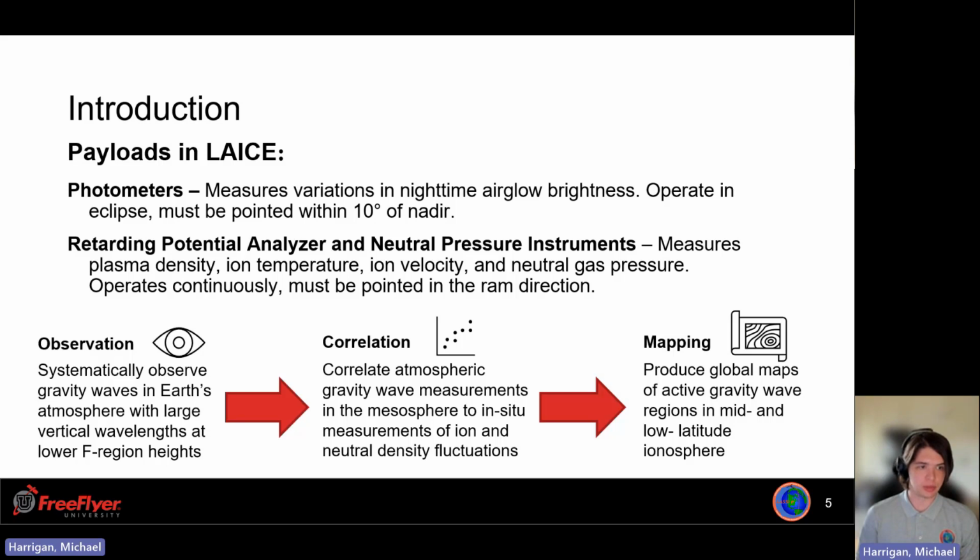So the goal of these two payloads is to make observations where we systematically observe gravity waves in Earth's atmosphere with large vertical wavelengths at lower F region heights. We're then going to correlate this data. We're going to correlate the atmospheric gravity wave measurements in the mesosphere to in situ measurements of ion and neutral density fluctuations. And then we're going to produce global maps of active gravity wave regions in the mid and low latitude ionosphere.